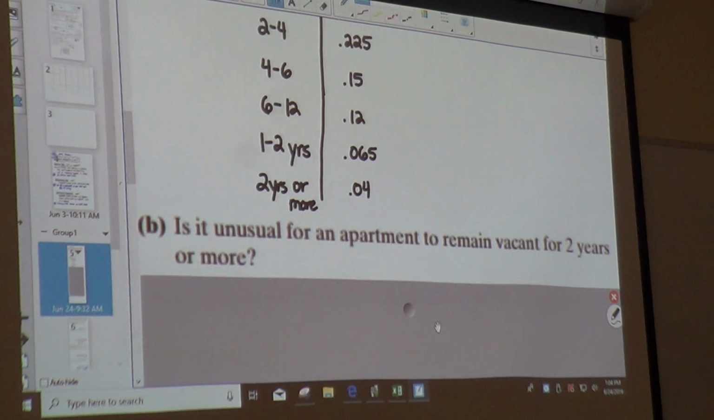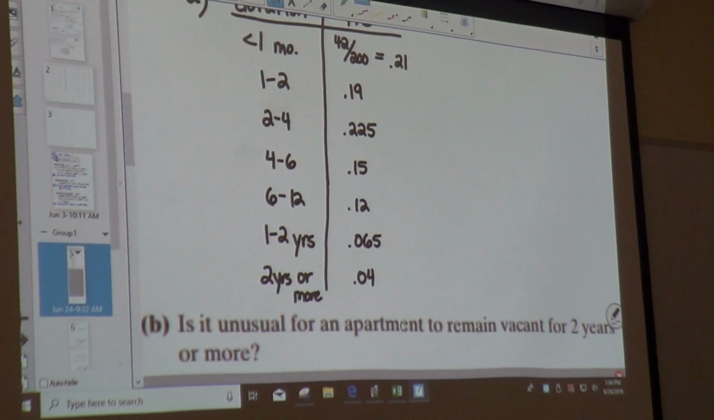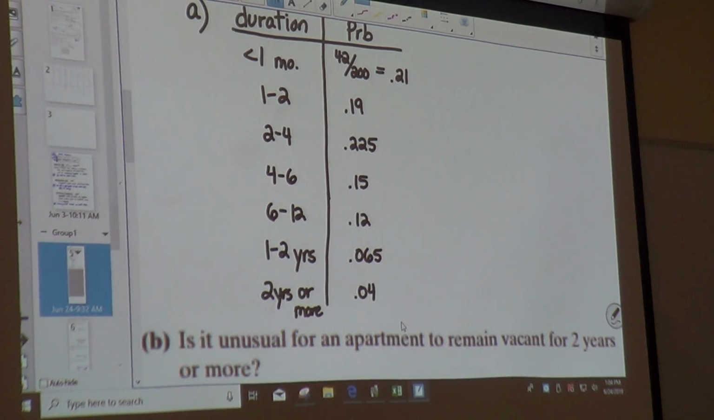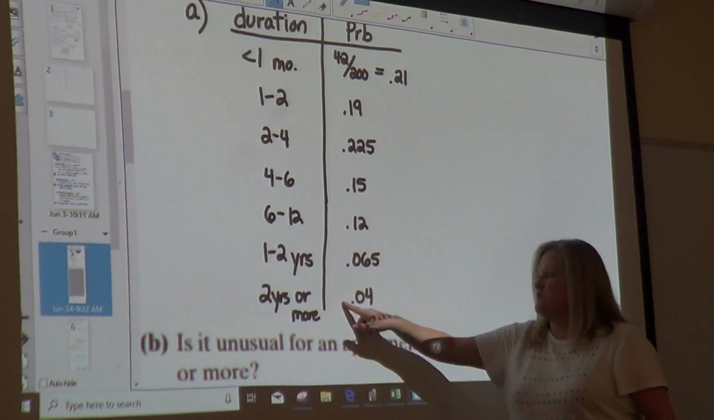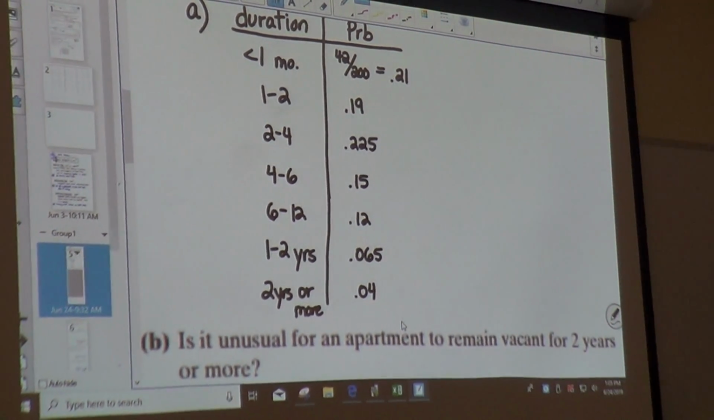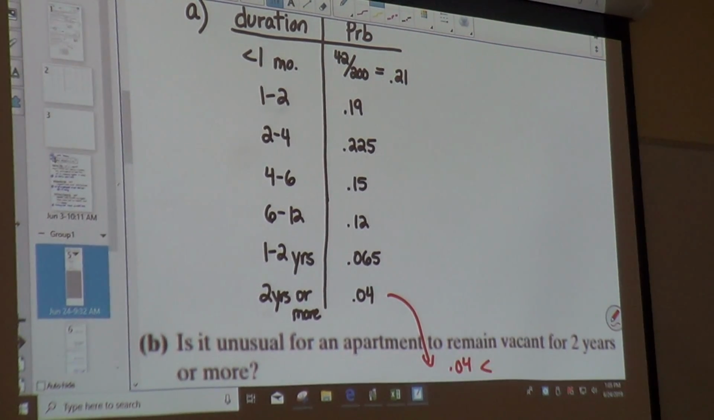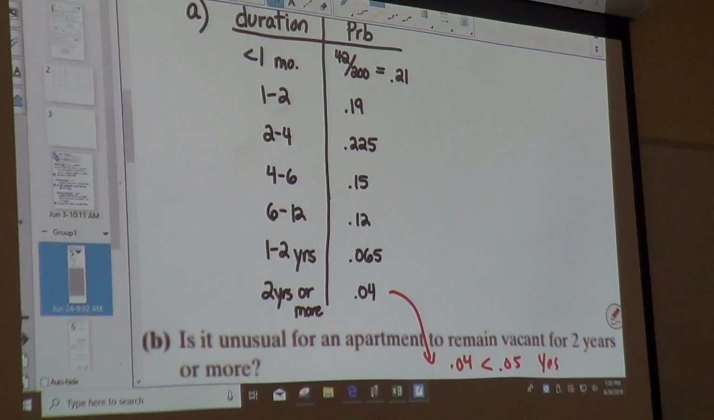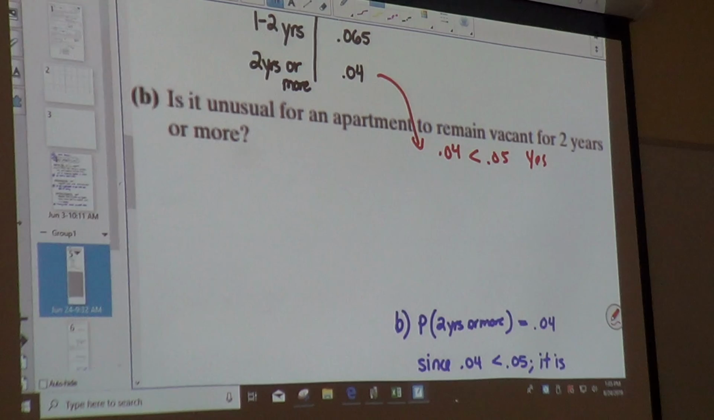All right, second question. Is it unusual for an apartment to remain vacant for 2 years or more? Yes. Why yes? Because it's less than 5%. 2 years or more is less than 0.05. So we would be using that answer, 0.04 is less than 0.05, so yes, it would be unusual. Y'all are learning more than you think.